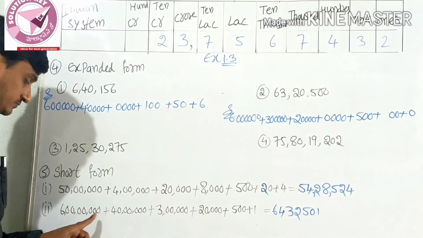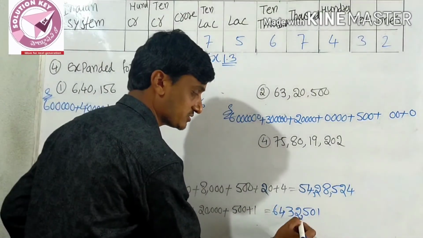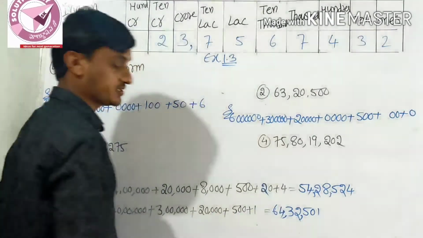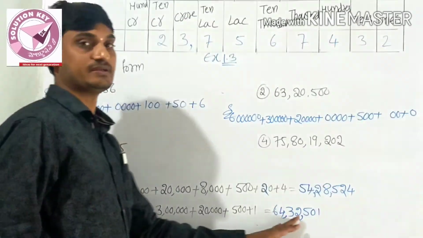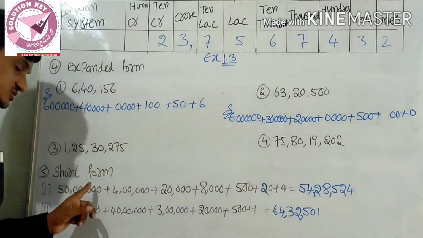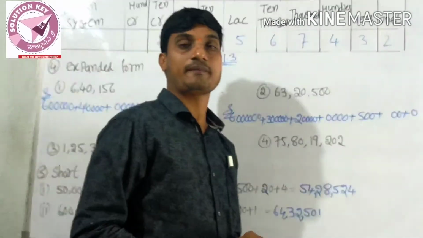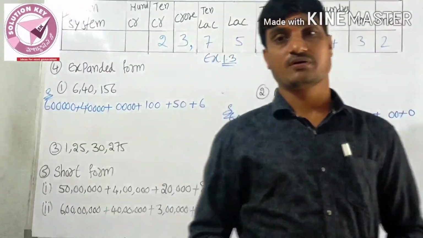Understood? Yes. Again, keep the commas: 3 digits, then 2 digits. 64 lakhs 32,501. That is it. This is the expanded form, and this is the short form. So I think all are understood.